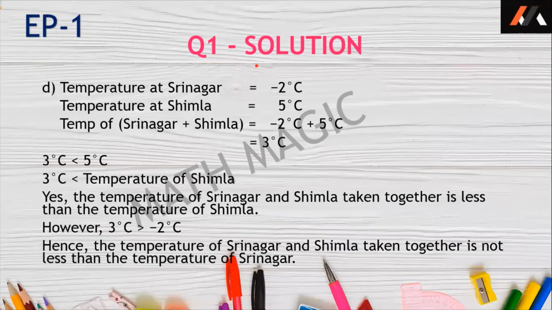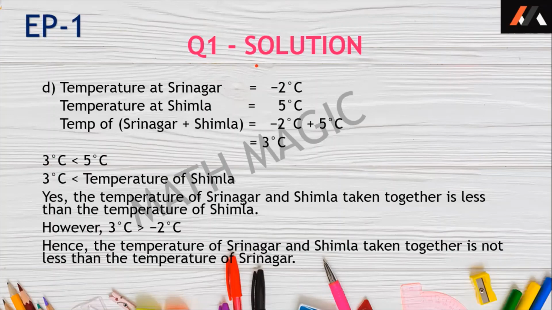Now the temperature at Shimla is 5 degrees Celsius. 5 degrees Celsius is greater than 3 degrees Celsius. Therefore, 3 degrees Celsius is lesser than the temperature of Shimla. Therefore, the temperature of Shimla and Srinagar taken together is less than the temperature of Shimla. However, 3 degrees Celsius is greater than minus 2 degrees Celsius. Hence, the temperature of Srinagar and Shimla taken together is not less than the temperature of Srinagar.